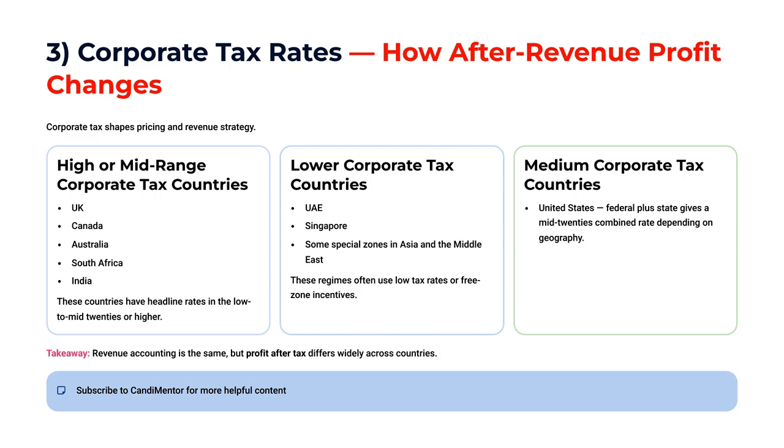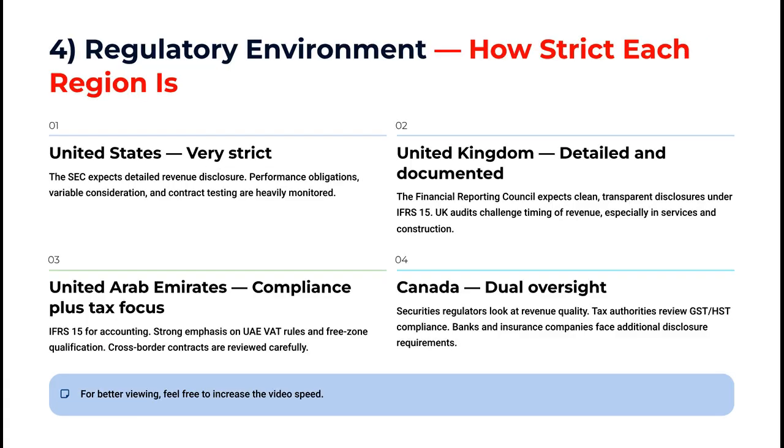Regulatory environment. How strict each region is. United States, very strict. The SEC expects detailed revenue disclosure. Performance obligations, variable consideration, and contract testing are heavily monitored. United Kingdom, detailed and documented. The Financial Reporting Council expects clean, transparent disclosures under IFRS 15. UK audits challenge timing of revenue, especially in services and construction.